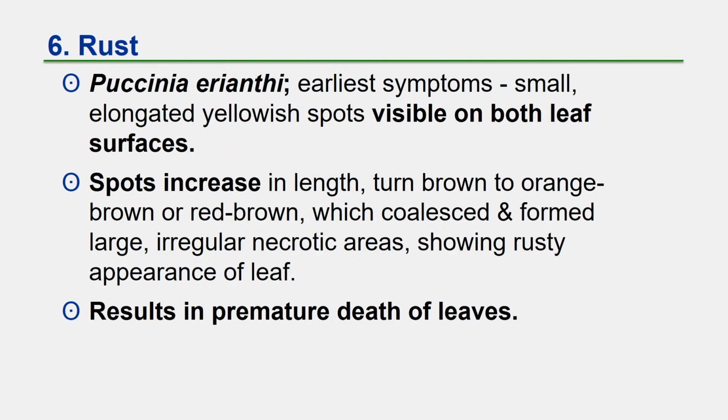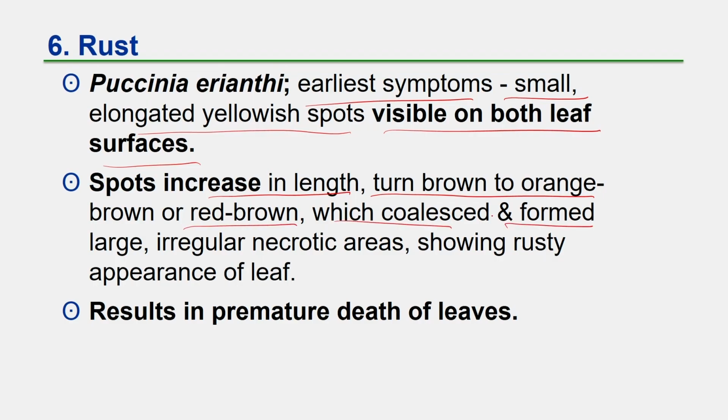Next important disease is rust. It is caused by Puccinia erianthi. Earliest symptoms are small elongated yellowish spots visible on both leaf surfaces. Spots increase in length, turn brown to orange brown or red brown, which coalesce and form large irregular necrotic areas showing rusty appearance of the leaf, and it also results in premature death of the leaves.